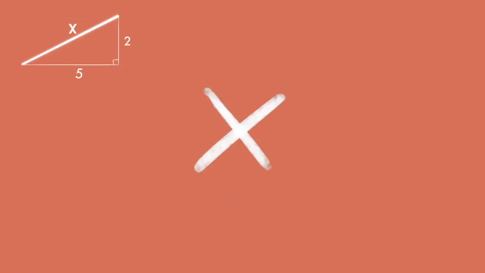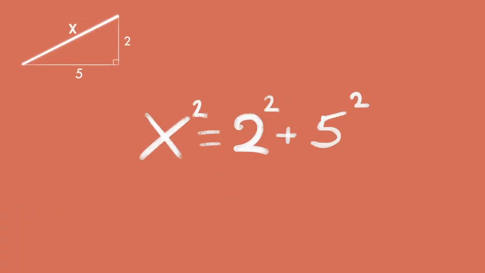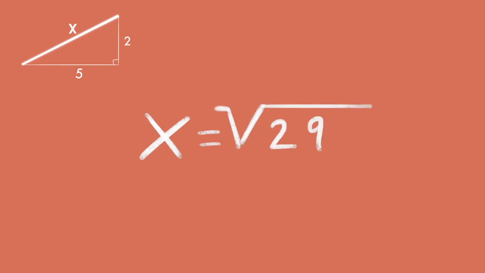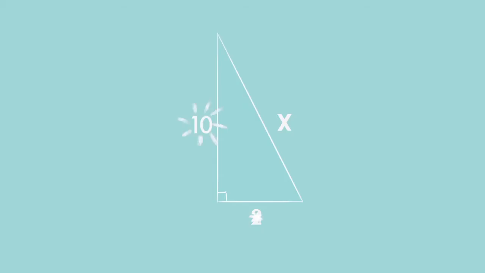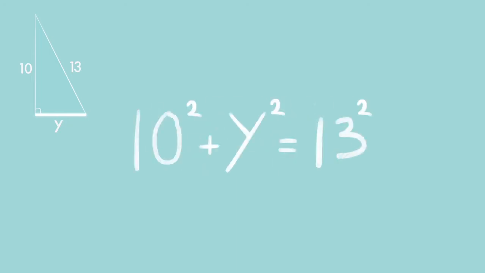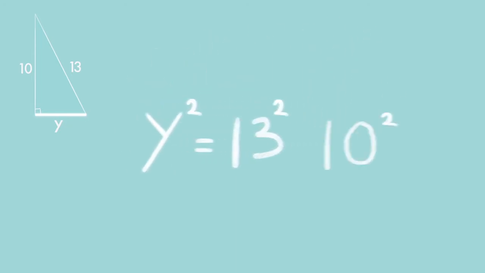If you're looking for the hypotenuse, you're going to square the side lengths, add them together, and take the square root. Or, if you're looking for a missing leg length, you're going to square the hypotenuse, square the leg length, subtract, and take the square root.